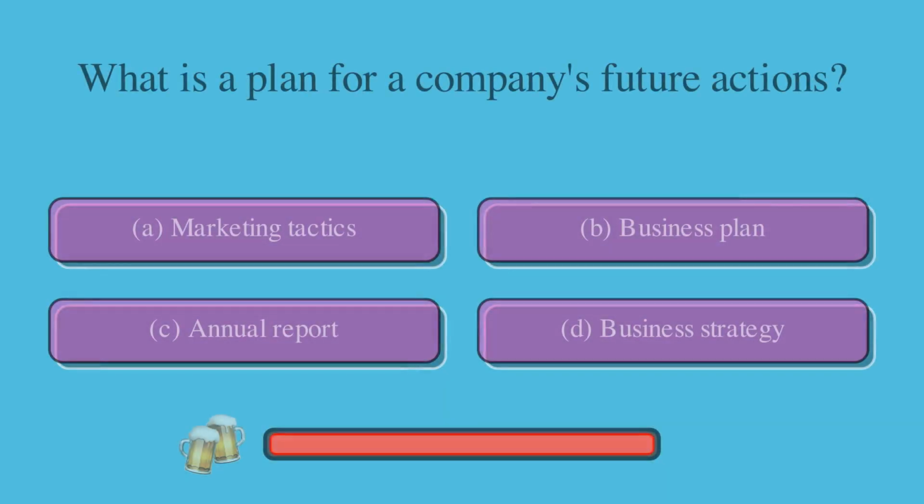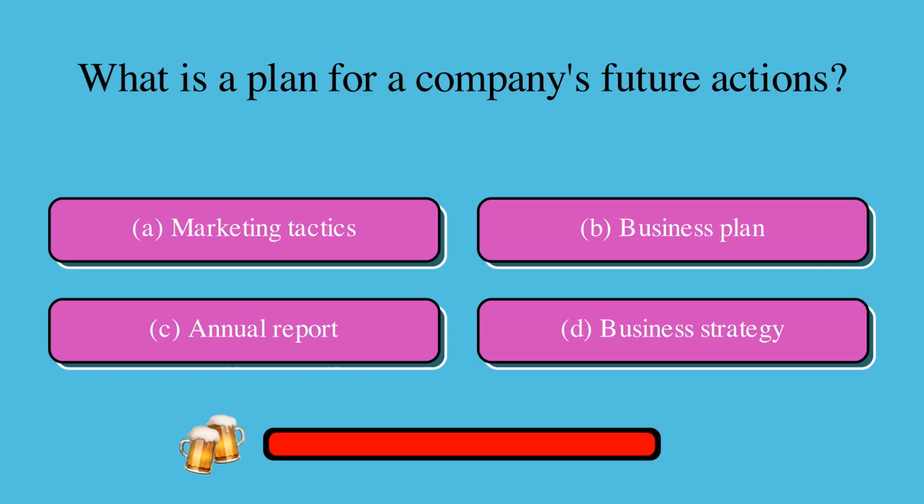Here's some corporate strategy trivia. What is a plan for a company's future actions? Is it A, marketing tactics, B, business plan, C, annual report, or D, business strategy? The correct answer is D, business strategy.